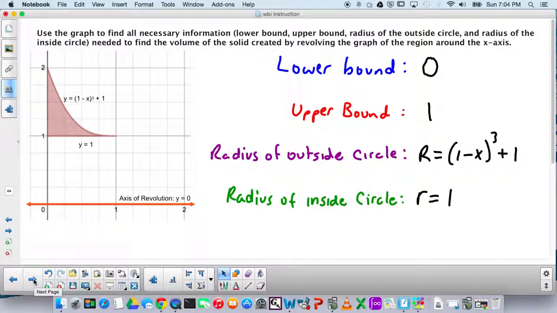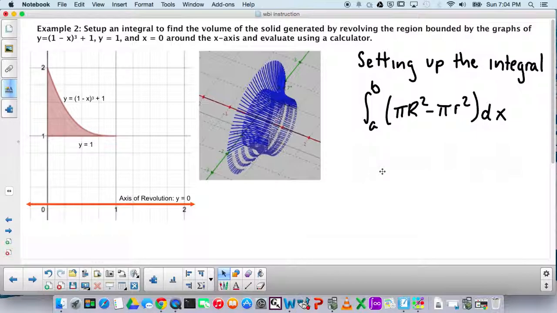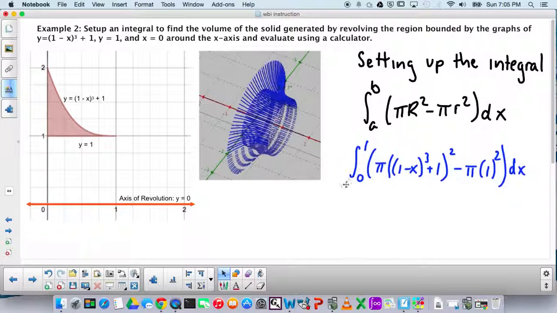So once again, we're going to plug our known information into our integral. But for this one, we're going to evaluate it using the calculator. So here's our formula. Our lower bound is 0. Our upper bound is 1. Big R, we said was 1 minus x to the third plus 1. Little r, we said was y equals 1. So we substitute, and we end up with this integral here.